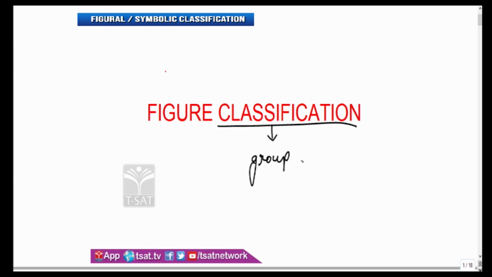What is classification? The definition says that you have to divide the question into groups based on a similar character. So there should be one common character for one particular group. So one group, one character.